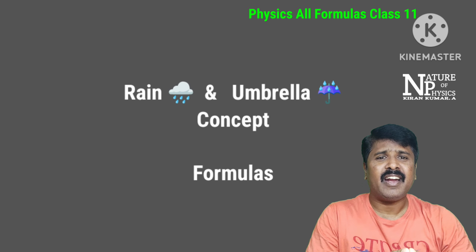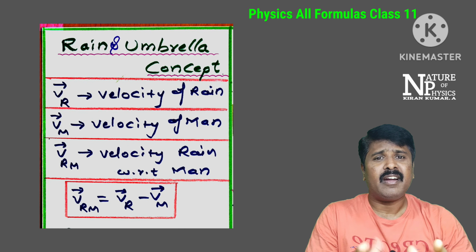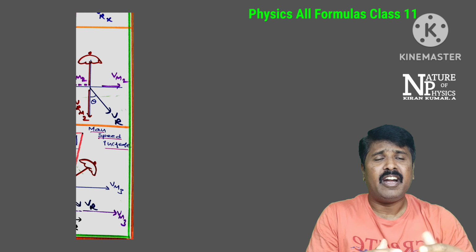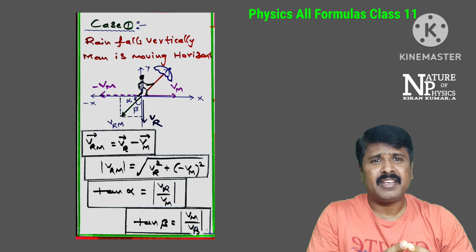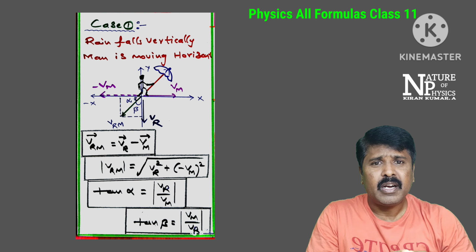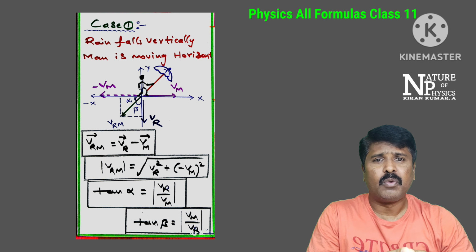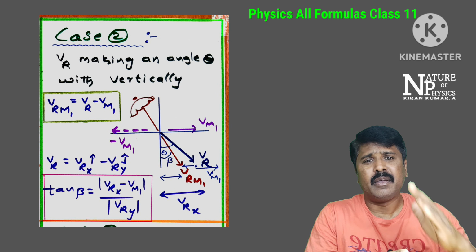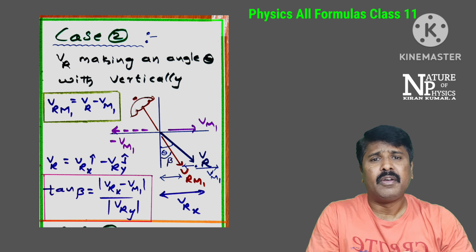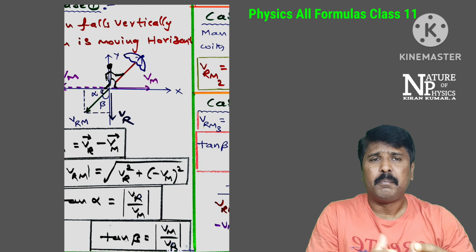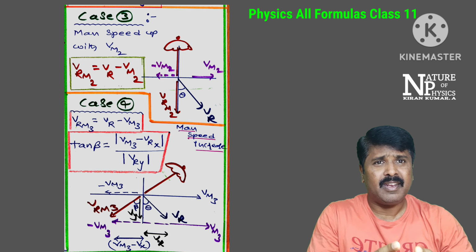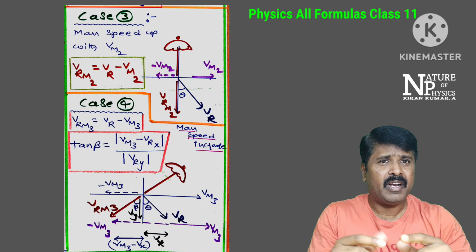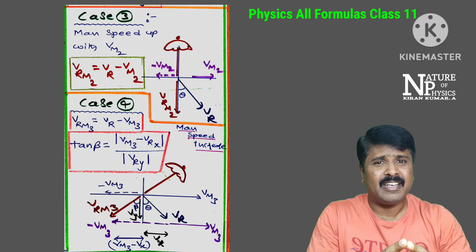And next, rain and umbrella concept. Student, rain and umbrella, VRM is the velocity of rain with respect to man, relative velocity formulas given, and also four cases are there. So first case in which the rain is falling vertically downward direction given, and case 2, case 3, case 4 given, rain is making an angle theta slant with the vertical, and also man speeds up. Different three cases are there, clear diagram and formulas given for better understanding.